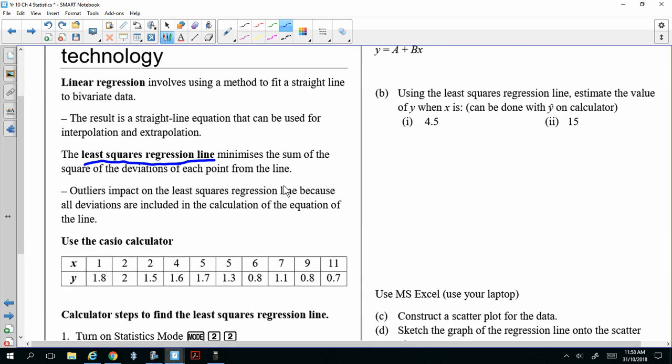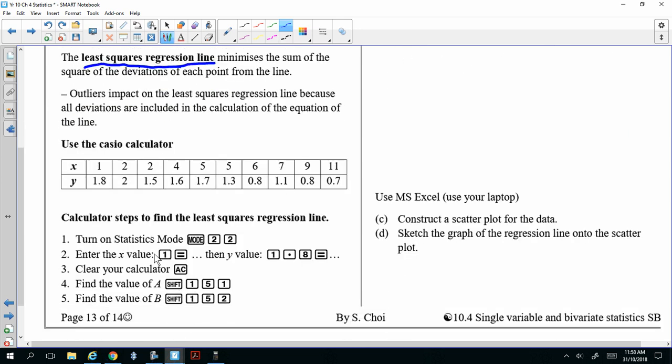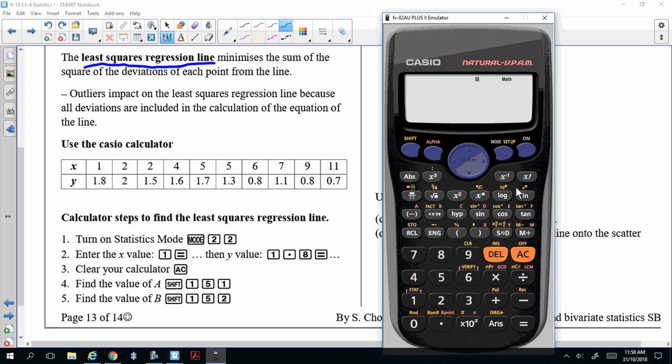Now, how do I do that? What you need to do is, if you follow the steps, get a calculator out, press mode, press 2. See? Mode 2. And then press 2 again because A plus BX, that's the linear regression, 2. Press 2 again. So you get 2 columns. Everyone got 2 columns?